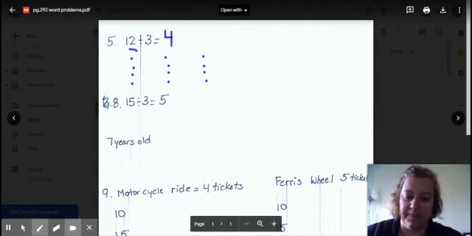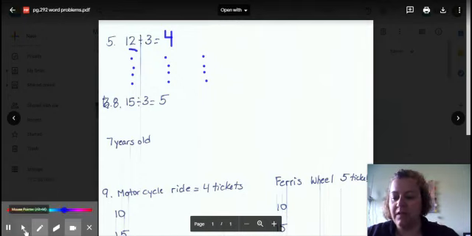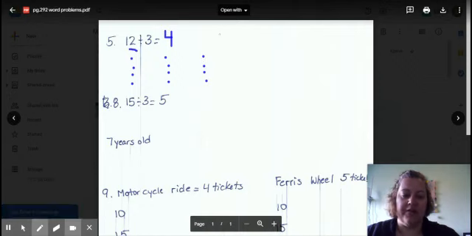Just 4. Okay. Now you could have done a repeated subtraction as well. You could have gone 12, subtract 3, subtract 3, subtract 3, subtract 3. That would give you 0, and then count up how many times you subtracted 3, which should be 4.